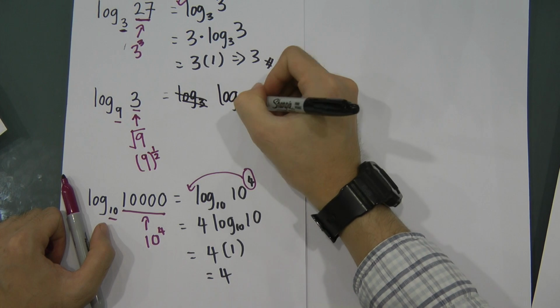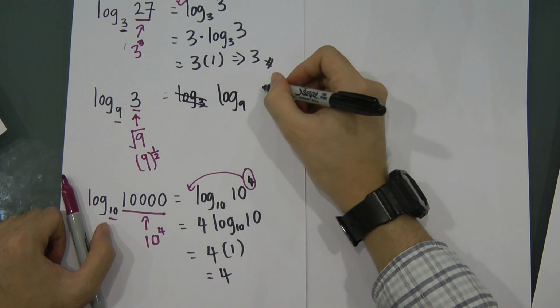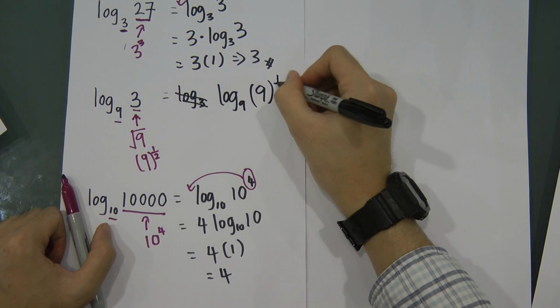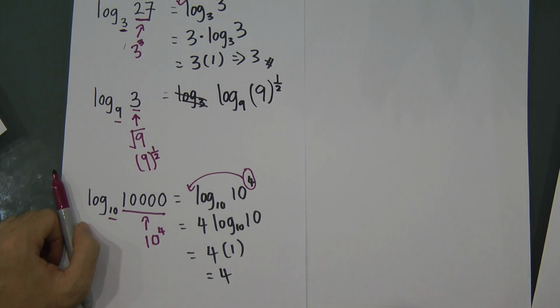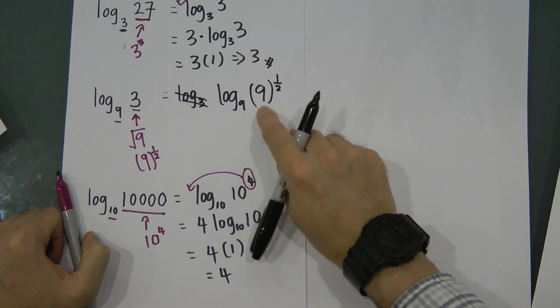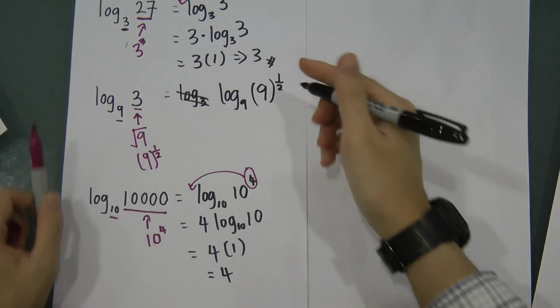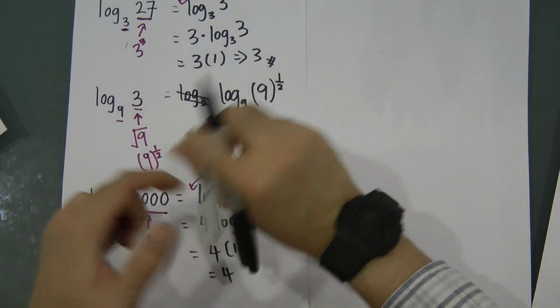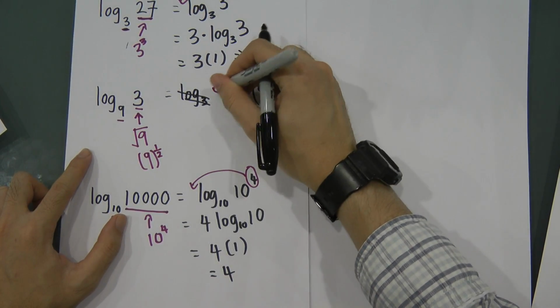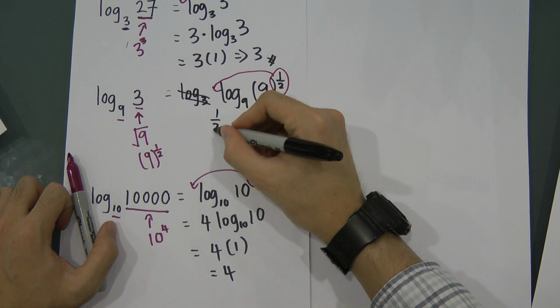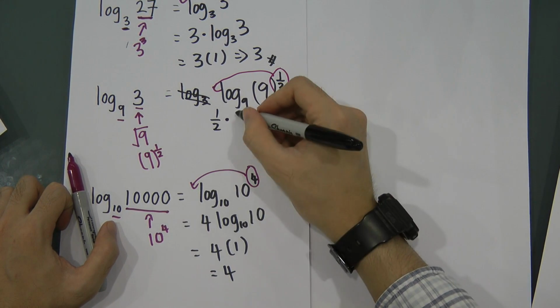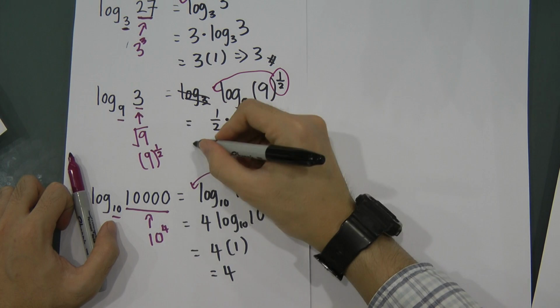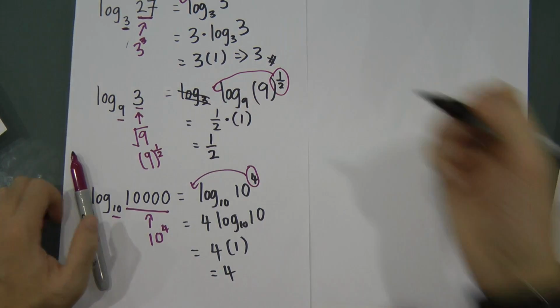This is log base 9. I change the 3 to become 9 power of 1 over 2, because later I want to simplify log 9 equals to 1. And then I know the 1 over 2 I can move in front because the law says so. So I will get 1 over 2 multiplied by log 9 is 1. So this answer equals 1 over 2.